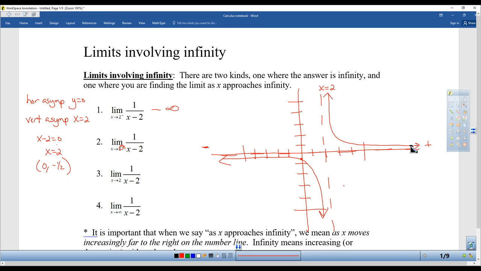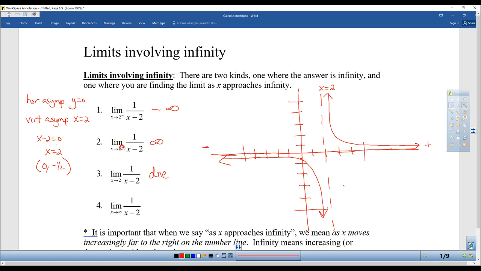As I approach from the right, this means from the right. So I'm coming in from the right, and what am I expecting the y to do as x approaches 2? I'm expecting the y value to go to infinity. When the left-hand limit and the right-hand limit don't agree, then there is no limit. So we did talk about that briefly the other day.